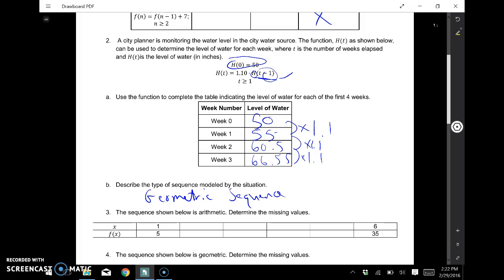Okay. Remember that it can't really be explicit because of that h of t minus 1, the height of the previous week. Recursive, you're just telling somebody what to do each step of the way. Recursive, again, is to find the next term. Explicit is to find any term. All right, let's move on.